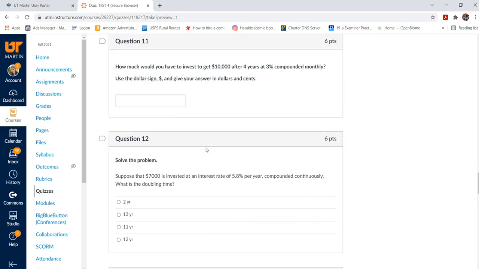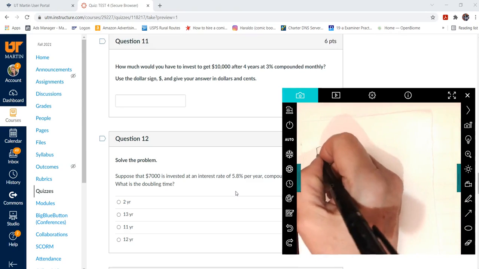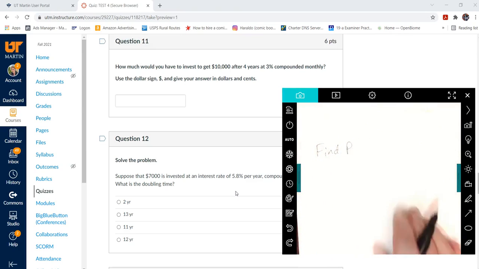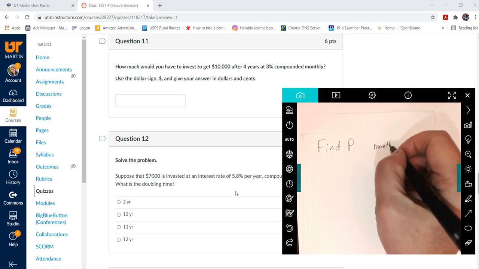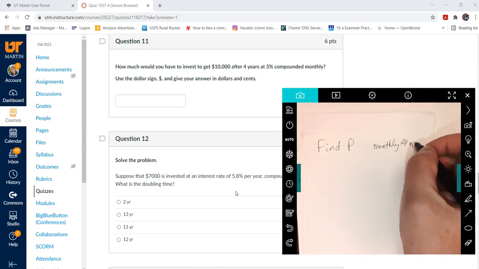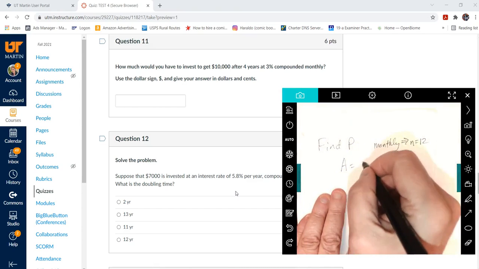Now, how much would you have to invest? Means they're asking you how much would you have to start off with. So we need to find P. To get 10,000 after 4 years at 3% compounded monthly. Monthly means n is equal to 12, and it's compounded n times a year.